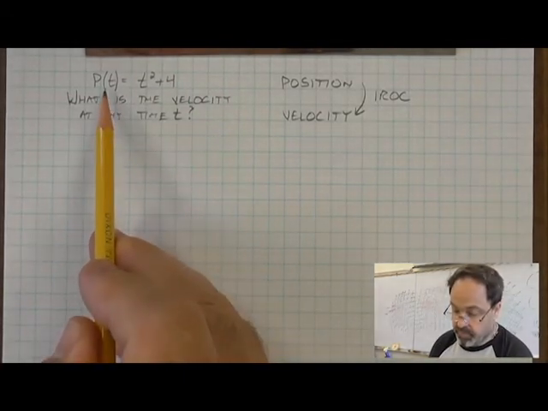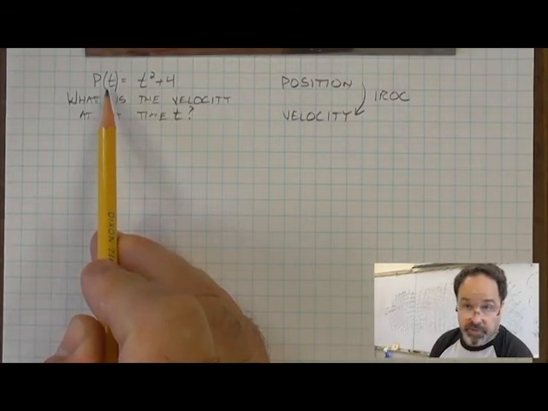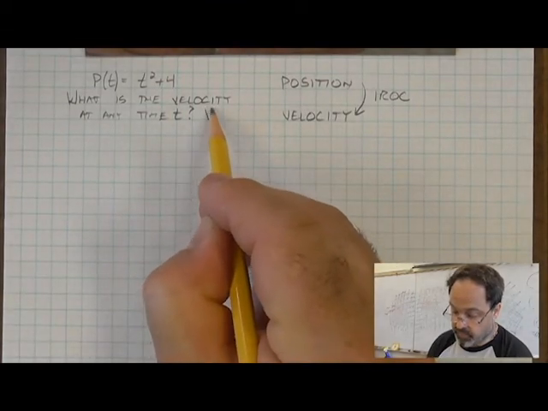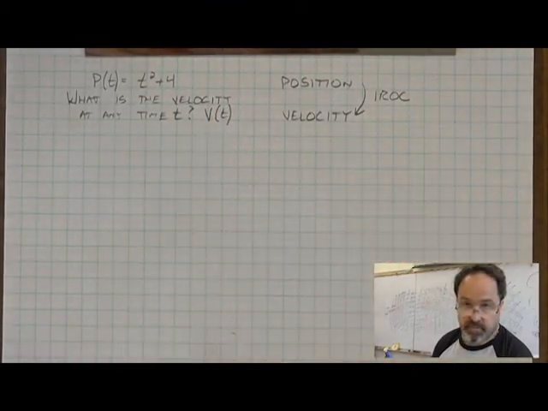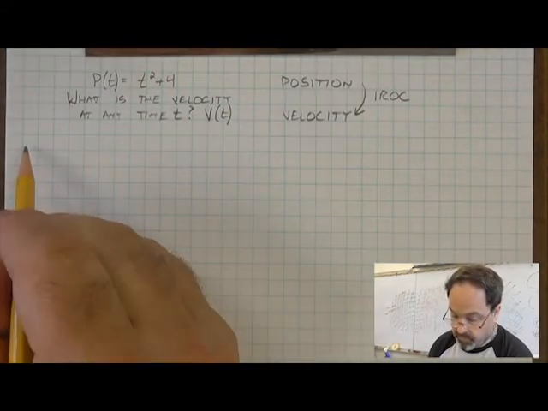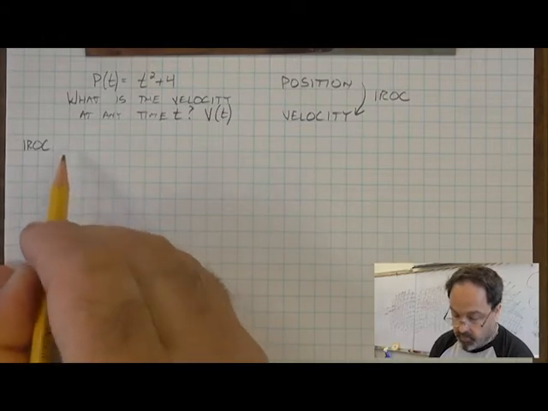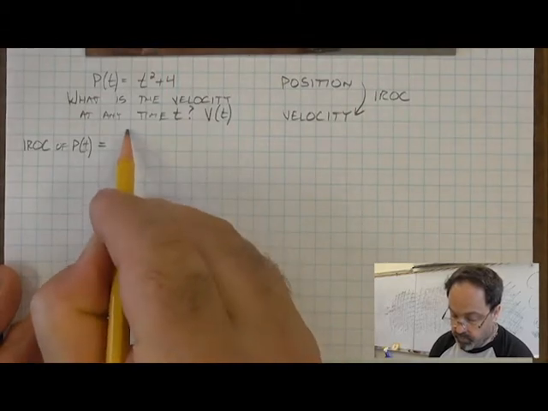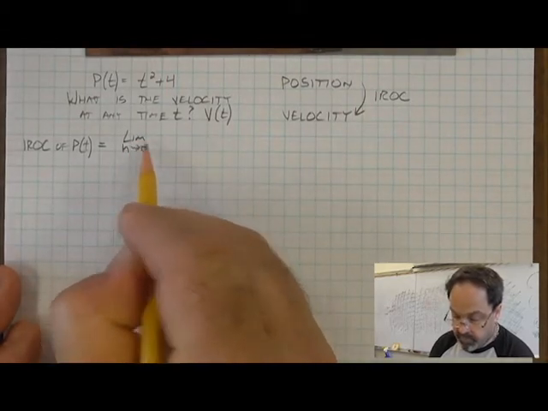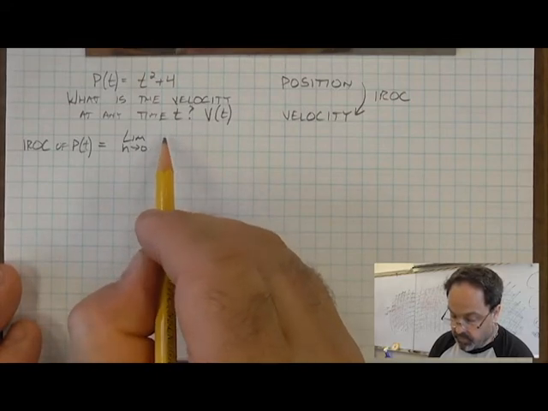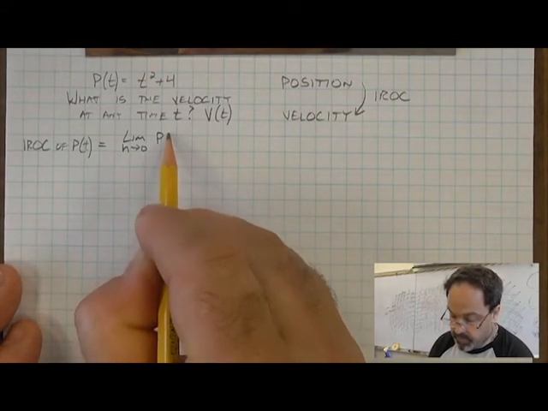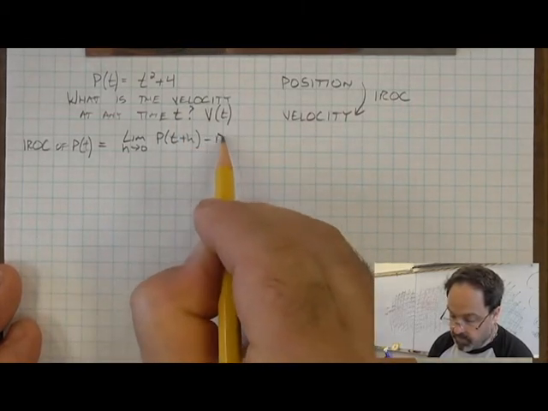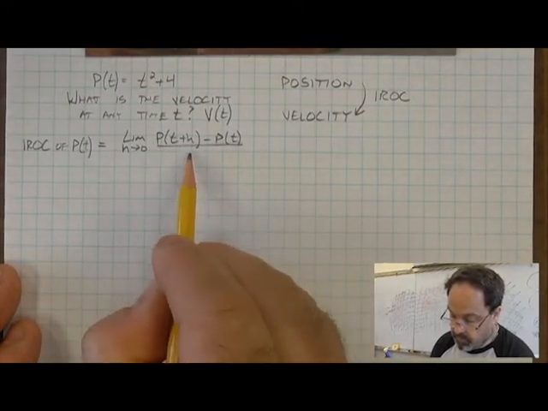If we were to take this equation and use the instantaneous rate of change expression on it, what we'd produce is a function for the velocity at any time t. Let's do that. IROC of position is equal to, in general, the limit as h goes to 0. In this case, I'm going to make it in terms of the p function, p(t + h) minus p(t) all over h.